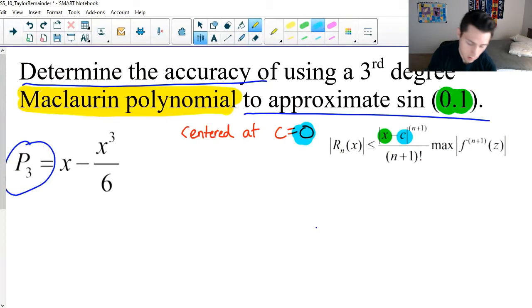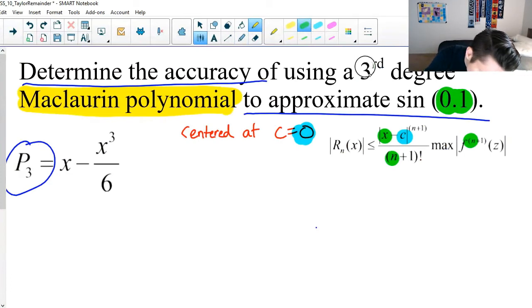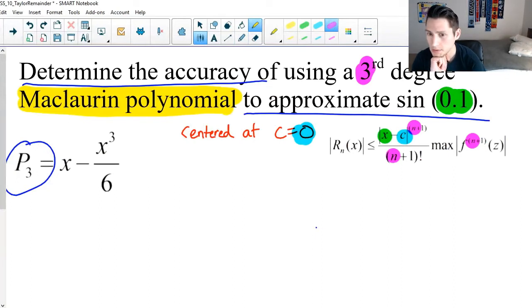So n, in all of these, what is n? Well, n is whatever the degree is of this Maclaurin polynomial. So it's third degree. So now we're thinking of, oops, I guess this n. Let me use a different color here to keep this consistent. All right, so we're using n plus 1 because, again, like I said, we have to consider the next term. So we're going to be considering that fourth derivative, or 4 factorial, or exponent of 4.